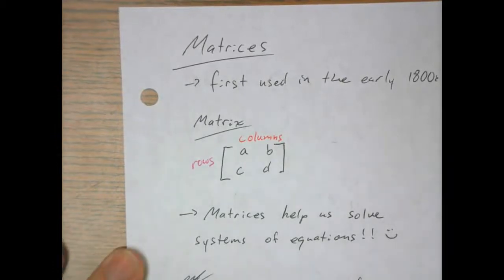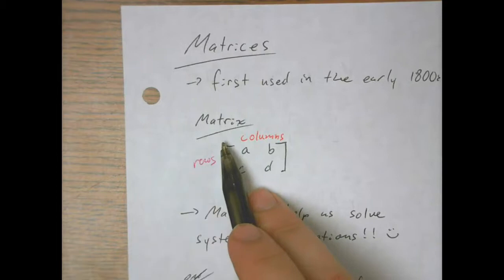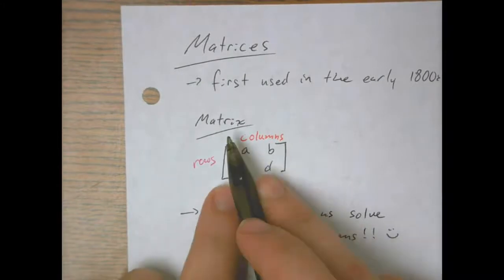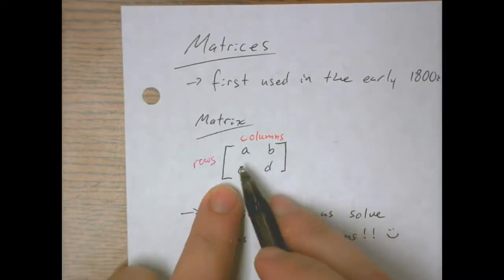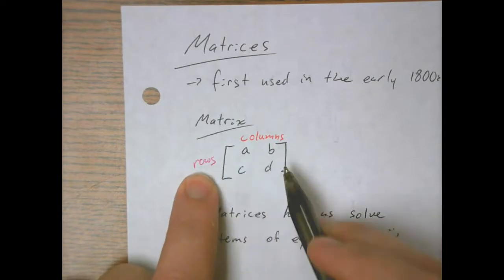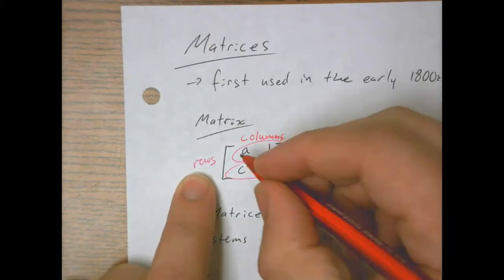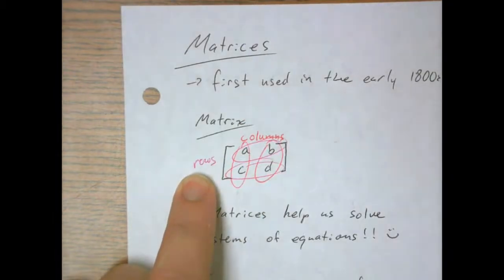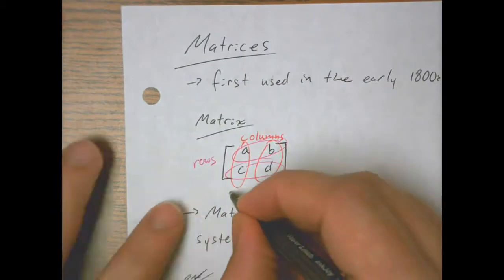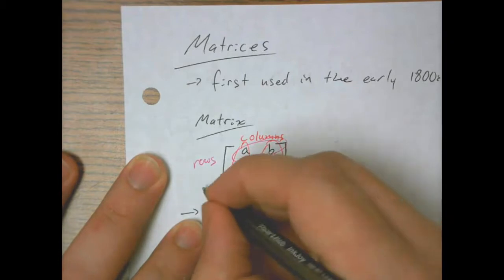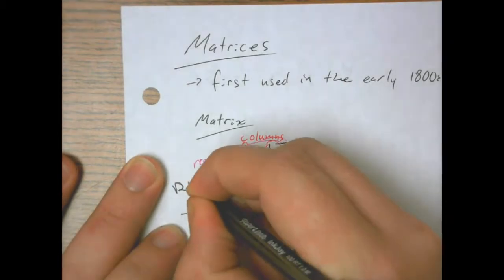What a matrix is, it's essentially a system of numbers. Gauss created all this sort of stuff, but a matrix is a system of numbers that has rows and columns. Like here, this matrix has 2 rows and 2 columns. In defining matrices, we say that this is a 2 by 2 matrix. We go rows by columns.